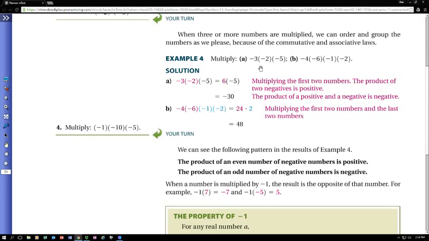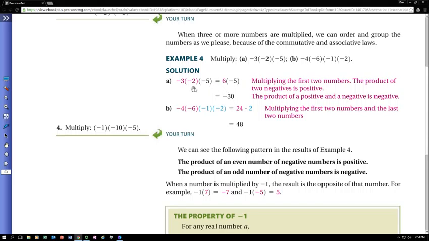Now, when we pair things, they're telling us that if we have a pair of negatives, I get a positive result. Well, one of the nice things about multiplication is I can use the commutative property, which changes the order. I can change the order any way I want as long as it's all multiplication. And I can also change grouping. And that's what they're showing us here.